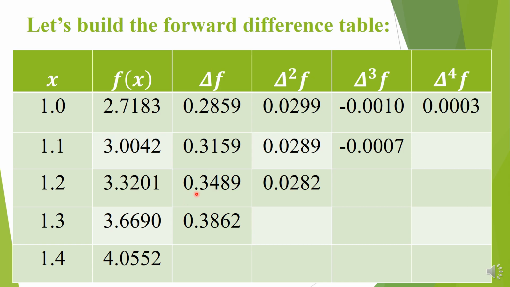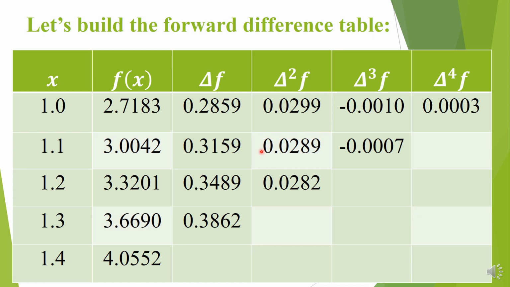Same process. 0.3489, we will minus from this number 0.3159, then equal to 0.0289. After third, 0.3862, we will minus 0.3489, then we get 0.0282.